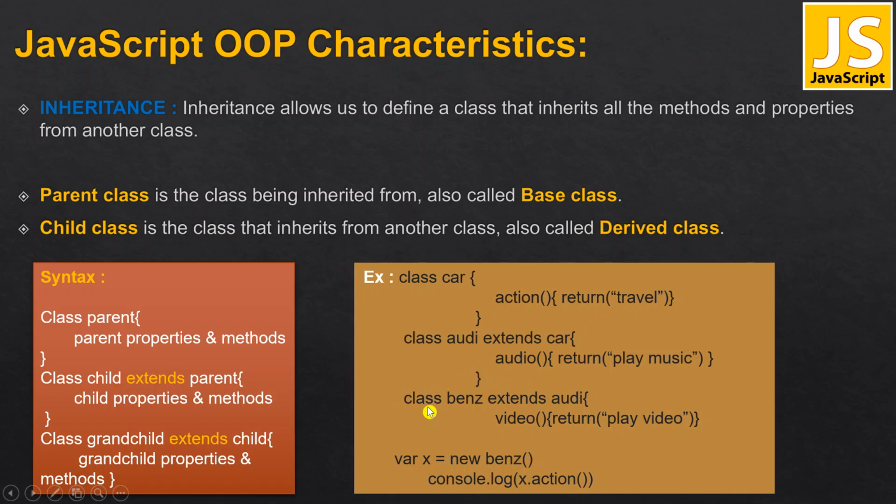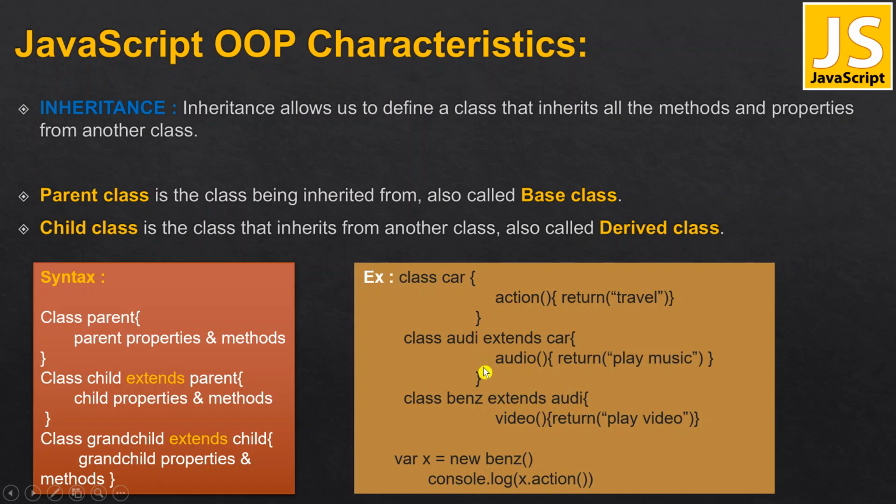Okay, and yet another class I defined, class Binge. Class Binge has its own method called video, and the statement is return play video only. But due to the use of extends RD, what will happen? Binge already has its own method defined, but due to extends RD, it will take inheritance from the class RD.